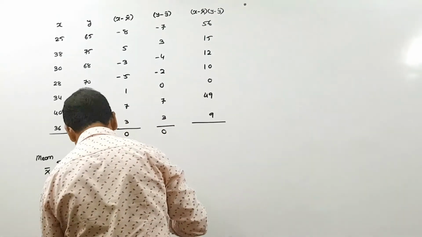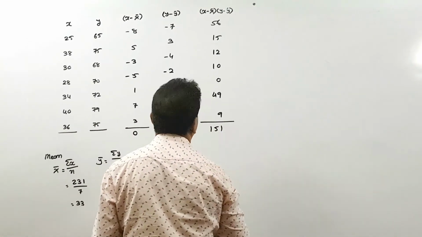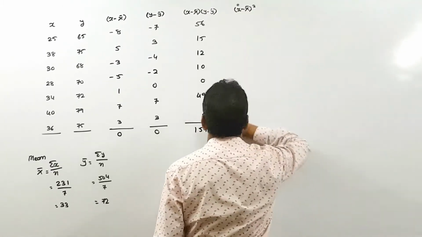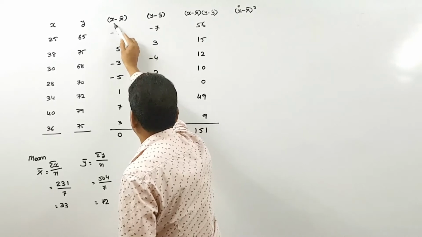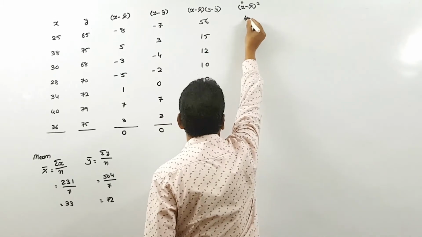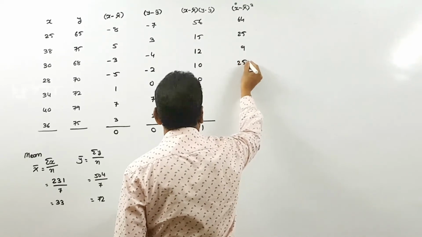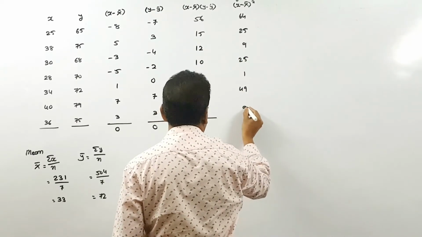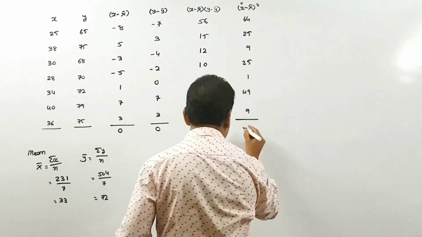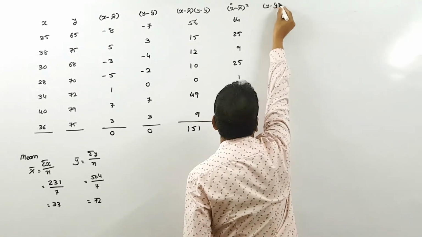In the textbook it is given as 151, so I would like to mention here 151. Then the next column is squaring the deviation, x minus x bar square. This is your column x minus x bar, and we need to make x minus x bar square. The square of minus 8 is 64. 5 square is 25. Then 3 square is 9. 25, 1, 49, and 9. These are the squared amounts of this column. Now get the total of this column. It is 182. Now the last column to prepare is y minus y bar square.